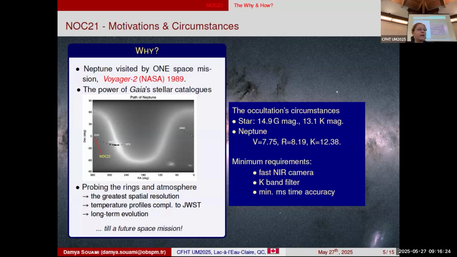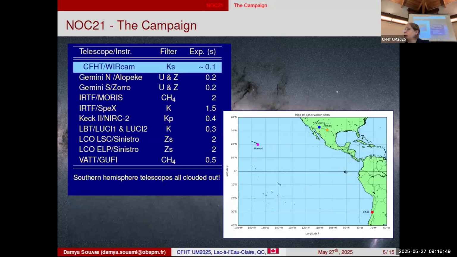Moreover, we need a fast near-infrared camera because we want high spatial resolution. That, at the level of our instrument, means a high time resolution. And that also narrows down the number of instruments that exist on Earth. And we want very high time accuracy. Therefore, WIRCam is actually the perfect instrument.